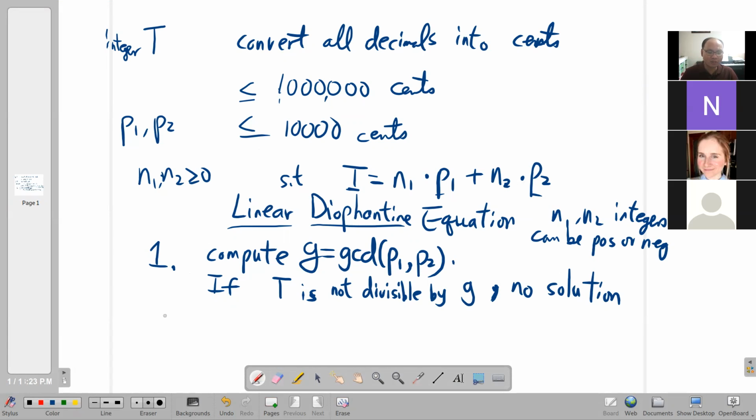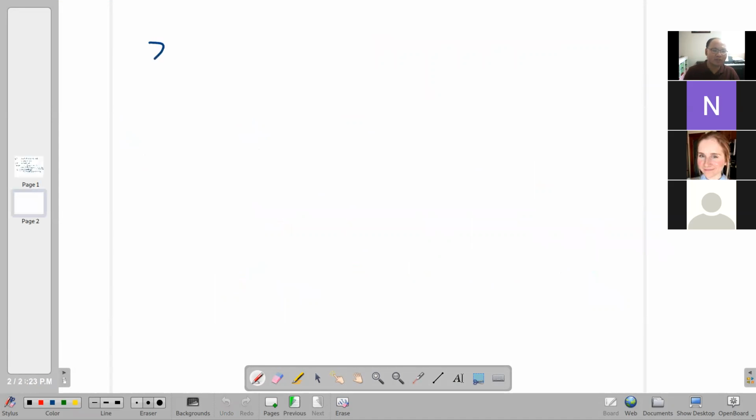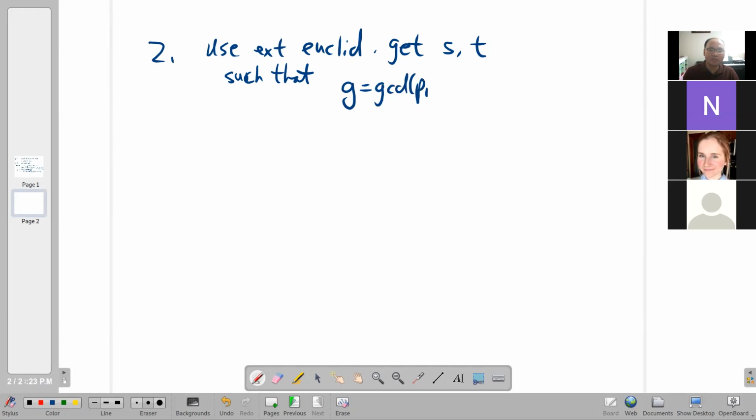What if there's a solution? What if T is divisible by G? Well, then it's a little bit more complicated. Step 2. If you use the extended Euclidean algorithm, you will get not just the GCD, but two multipliers, S and T, such that the GCD of P1 and P2 can be written as S times P1 plus T times P2. This is the extended Euclidean algorithm. And remember, let me just rewrite the equation that I'm trying to solve, it's this one.